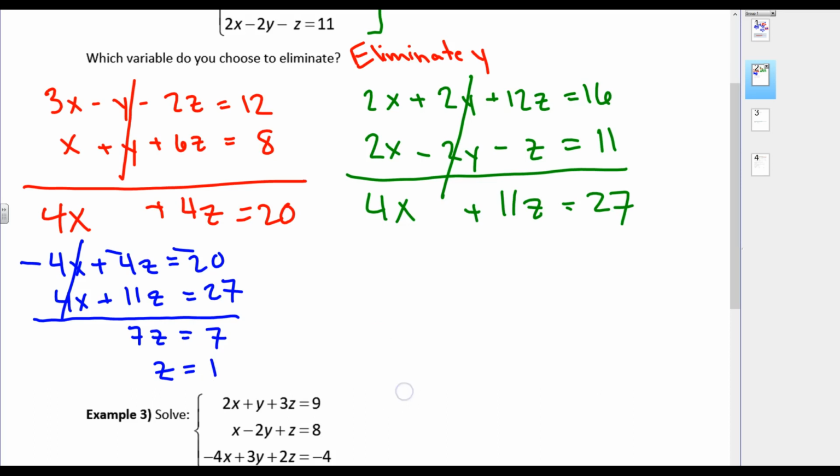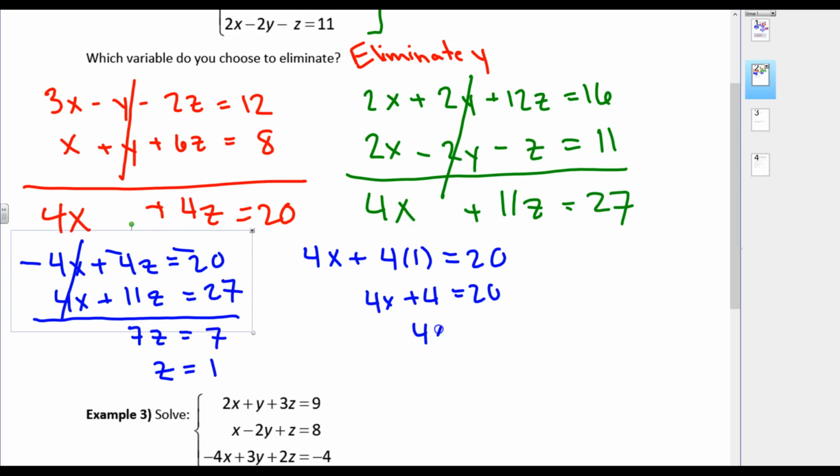And now that I know z is 1, I'm going to plug z equals 1 back into one of these two blue equations to find my x value. So I'm going to do 4x plus 4 times z equals 20, or 4x plus 4 equals 20, 4x equals 16, so x must be 4. Now I've got z, I've got x.